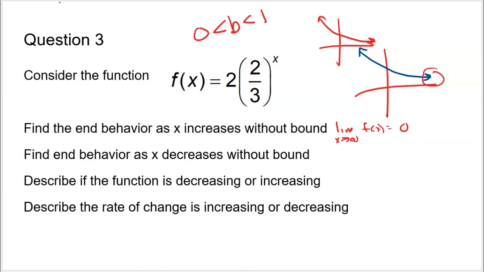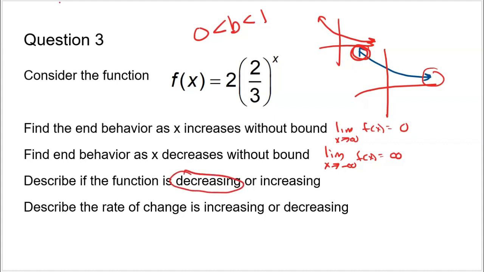What about the end behavior as x decreases? Well, the limit as x goes towards negative infinity, that's the left-hand side of the graph, is going towards infinity. We see that the left-hand side is going all the way up towards infinity. All right, is the function decreasing or increasing? We can clearly see from left to right the function is decreasing.